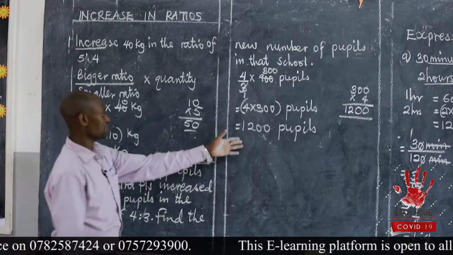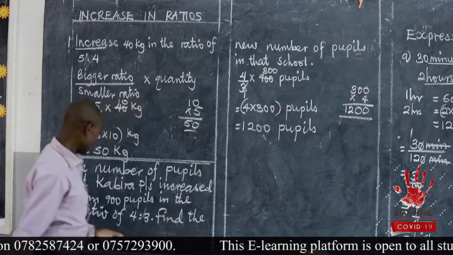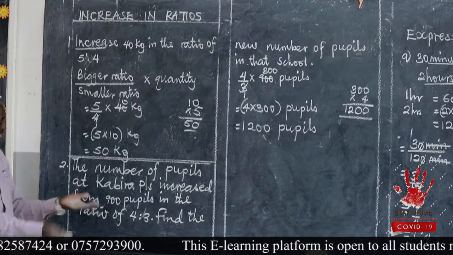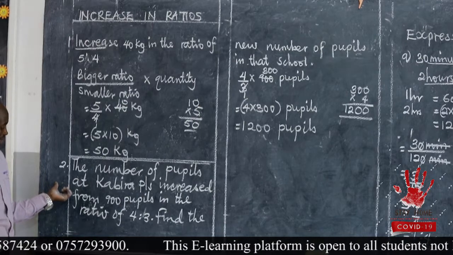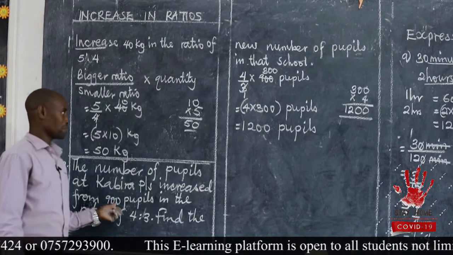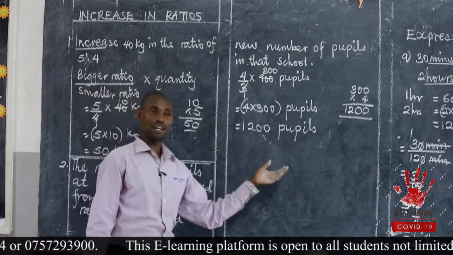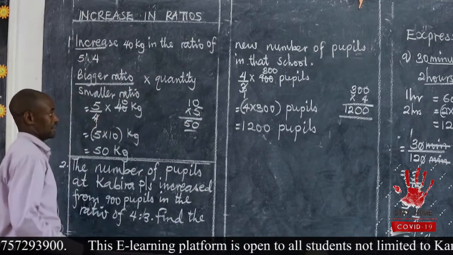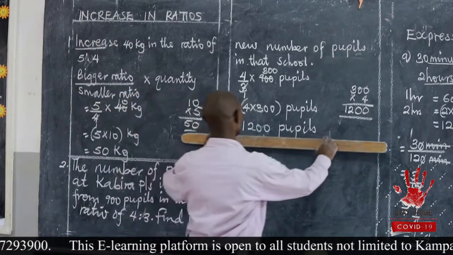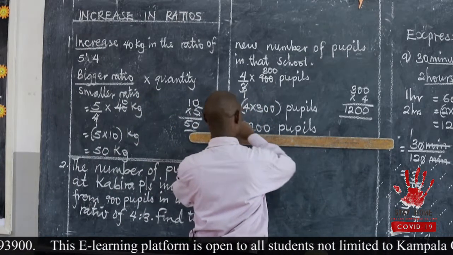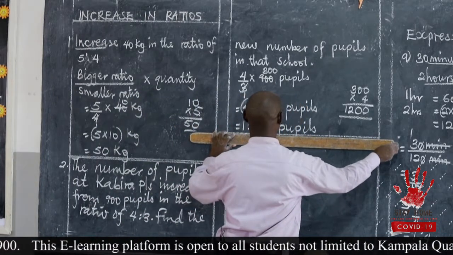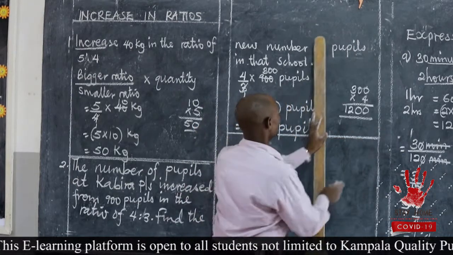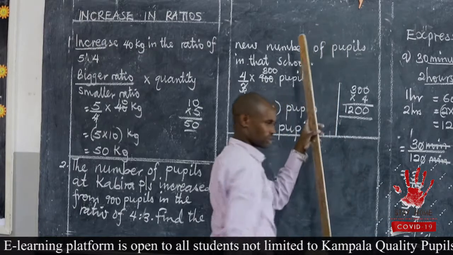When you look at this new number, compared to the old number which you had, is there any increase you can observe? Yes. From 900 pupils to 1,200 pupils, you can see that the number has really become bigger. That's how we are supposed to increase given quantities in a given ratio.